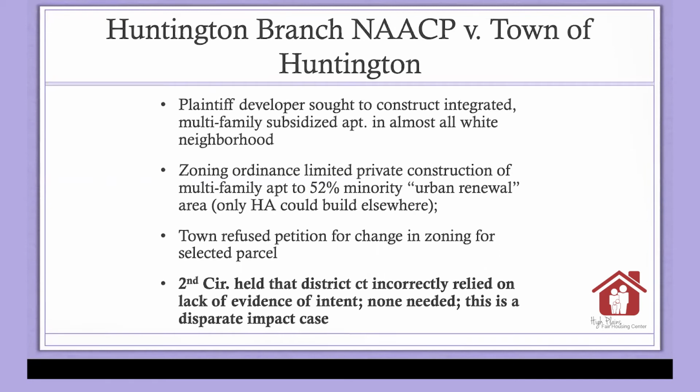Litigation ensued. There were various decisions, ultimately appealed, and the Second Circuit held that the lower court incorrectly relied on lack of evidence of intent. There wasn't discriminatory intent evidence in the case below. When the town refused the petition for a change in the zoning so that the selected parcel could be developed, there wasn't evidence that this was done with discriminatory intent. The Second Circuit said, you don't need this. This is a disparate impact case that has been successfully articulated by the plaintiff.